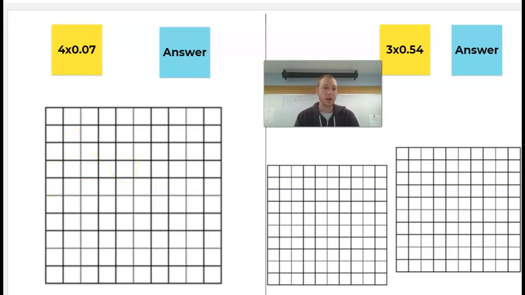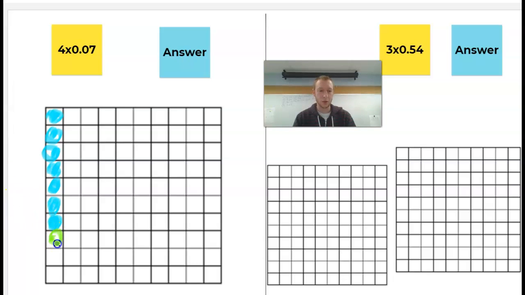So let's try it. Each time I do 7/100ths, I'm going to shade it in a different color so we can see. So first I'm going to do 7/100ths. Remember, each of these boxes is a hundredth because there's 100 boxes. So here's 1 hundredth, 2 hundredths, 3, 4, 5, 6, and 7 hundredths. So there's 7 hundredths one time.